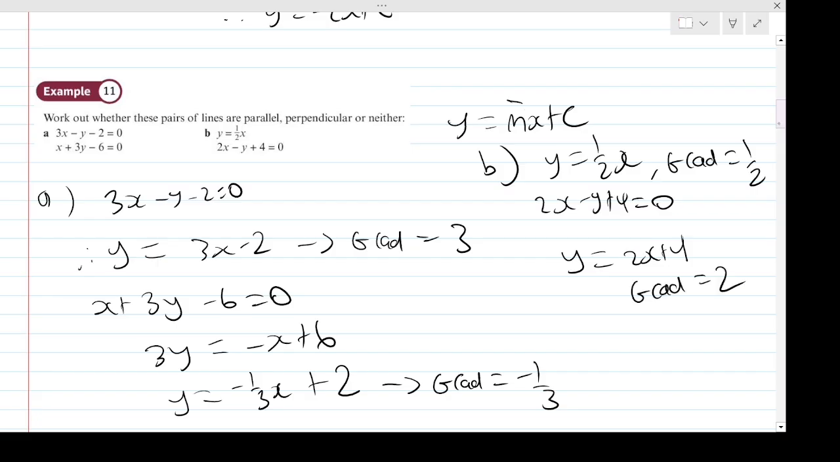Okay. Well then, clearly they're not parallel because the gradients are not equal. A half is not equal to 2, so it's not parallel. Well, are they perpendicular? Well then, what's the negative reciprocal of 2? Well, 2 would then go to minus a half. But I've got positive a half, so that's not the same. So they're neither perpendicular or parallel. Therefore the lines are neither parallel or perpendicular.